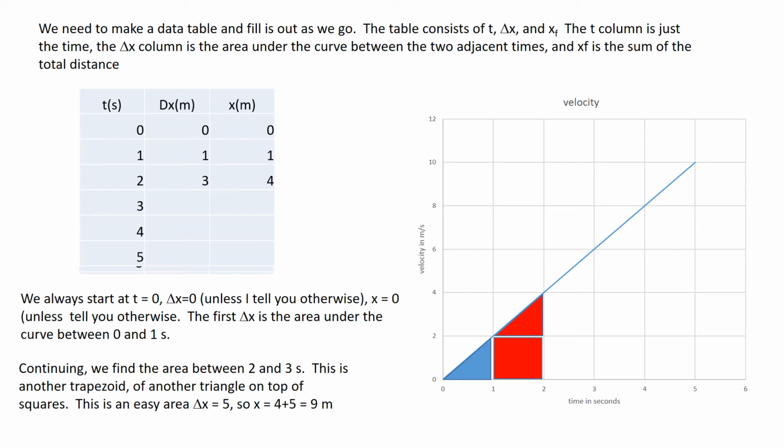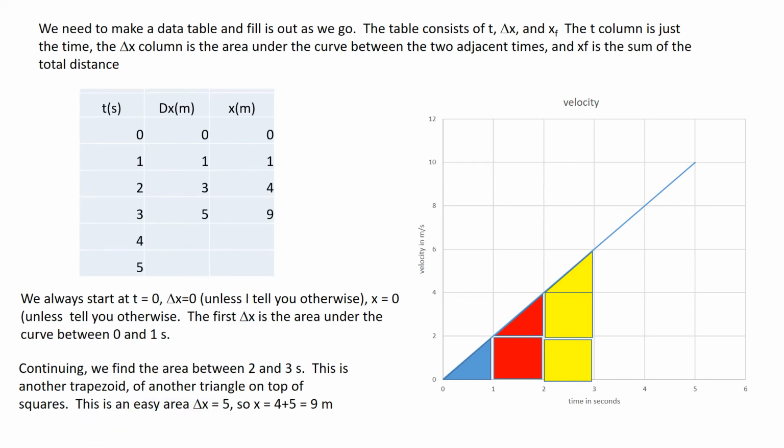I'm going to continue. I can find the area between 2 and 3 seconds. This is another trapezoid or another triangle on top of a couple of squares. Again, an easy area. The delta x is 5, so my final x would be the previous 4 plus the new 5, giving 9 meters. These yellow areas flag in. I can see the 2 rectangles have an area of 4. The one triangle has an area of 5, so there's my 5. Adding this to my table, I find that my delta x for 3 seconds is 5 meters, giving me a total distance of 4 plus 5, or 9 meters.